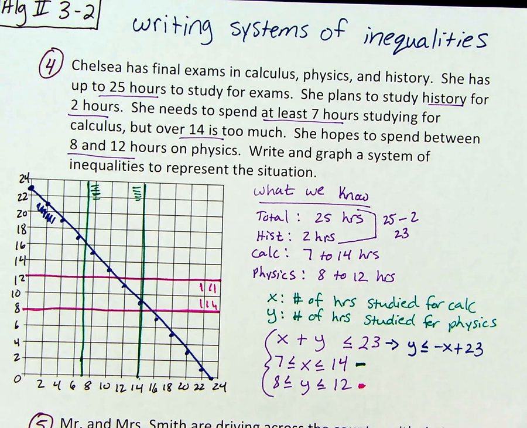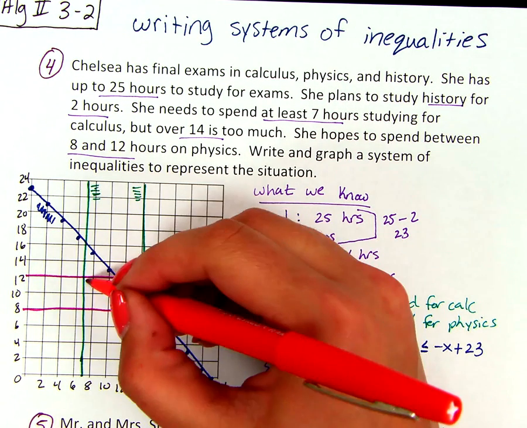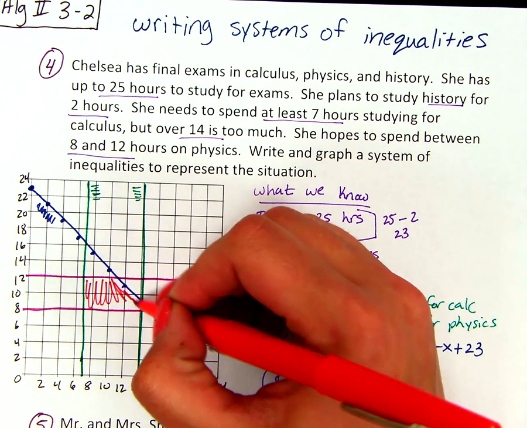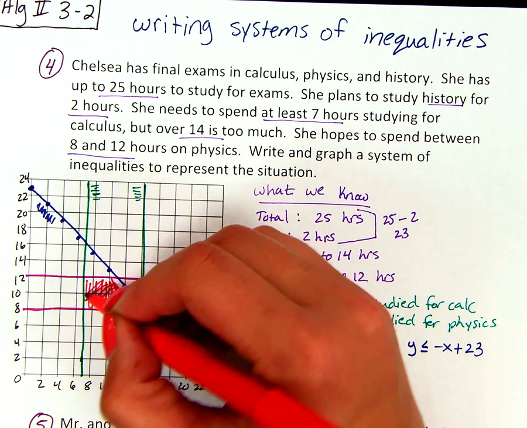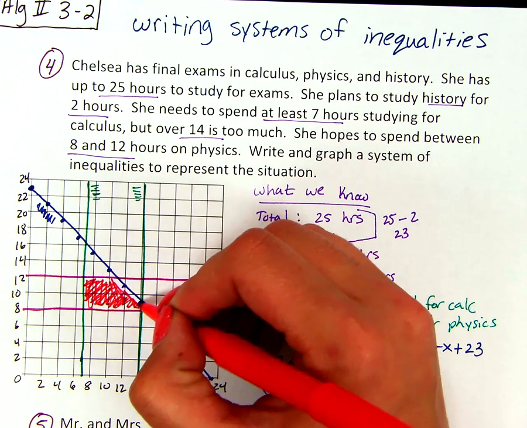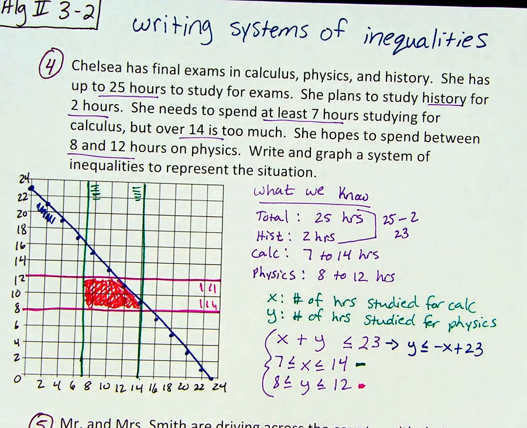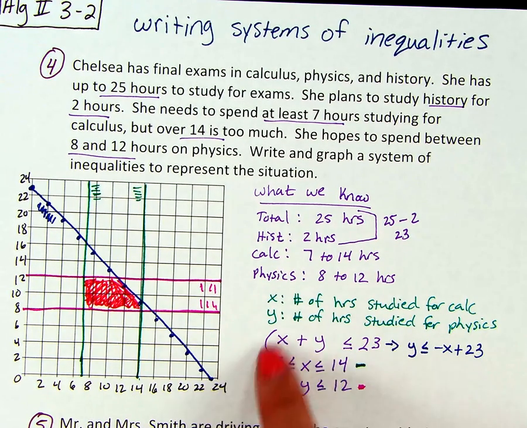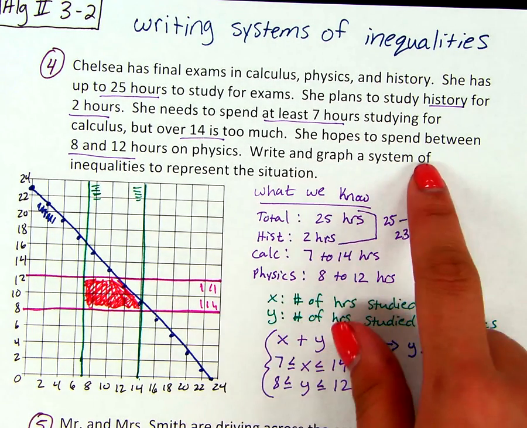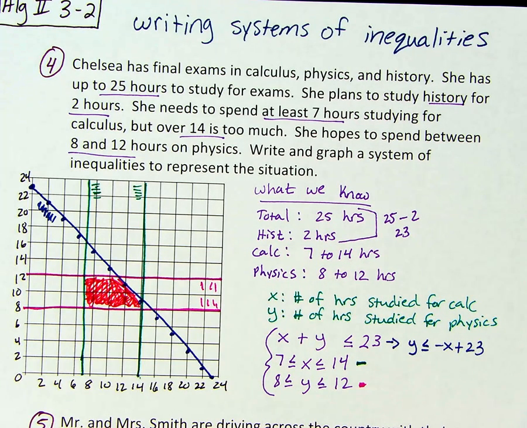So I need to be in between my vertical lines, in between the horizontal lines, and below the blue line. So the shading for all of that is going to be in this region right here. And for this question, it's just asking us to write our system, so that's this part right here, and then to graph it. So that would be the one thing that we just did.